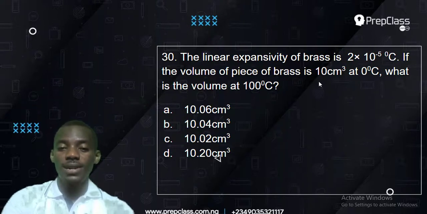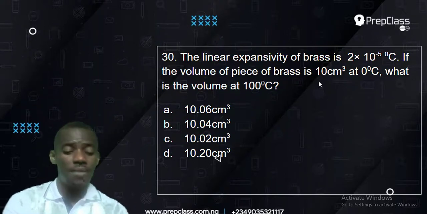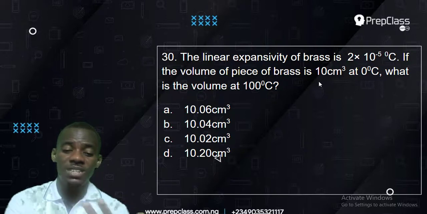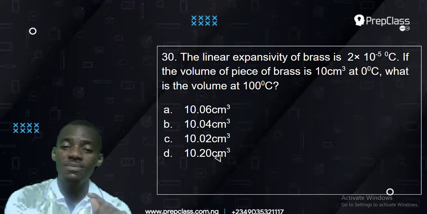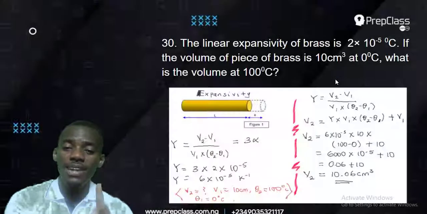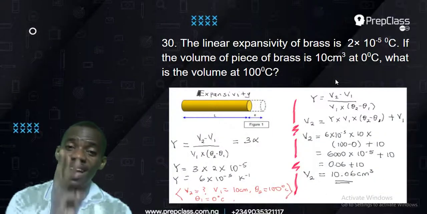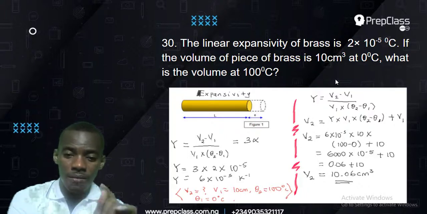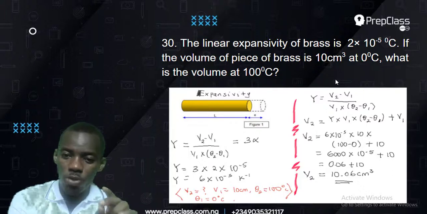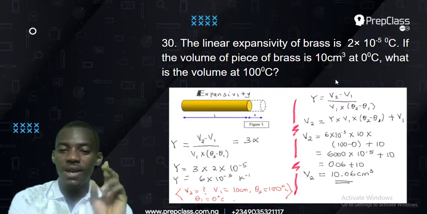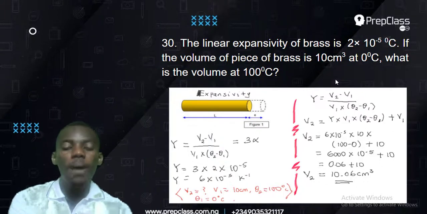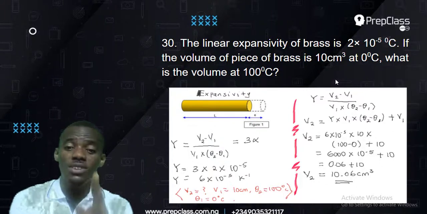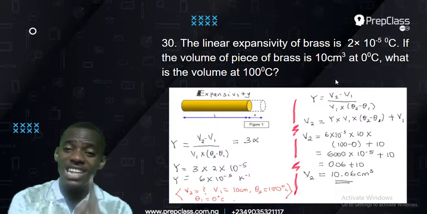So find the V2. Now, remember, if you are dealing with expansion, we have linear expansivity, area expansivity, and volume expansivity. This is a question on volume expansivity. One of the most important things to remember is that volume expansivity is 3 times linear expansivity. The formula for volume expansivity on its own is V2 minus V1 over V1 times temperature 2 minus temperature 1. But it can also be 3 times linear expansivity.